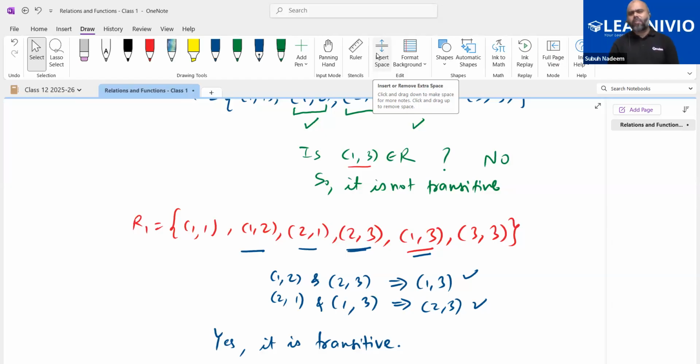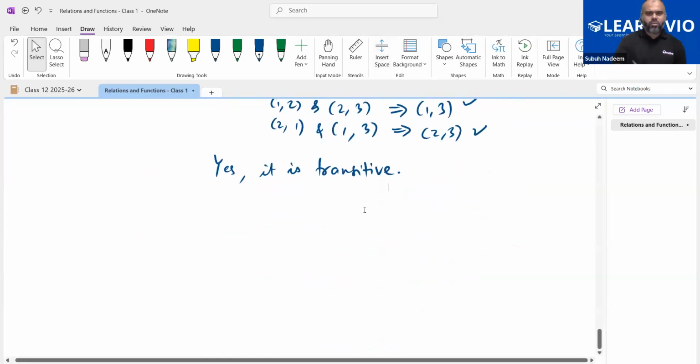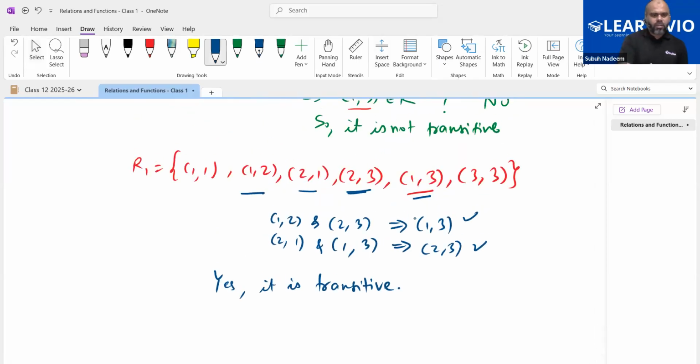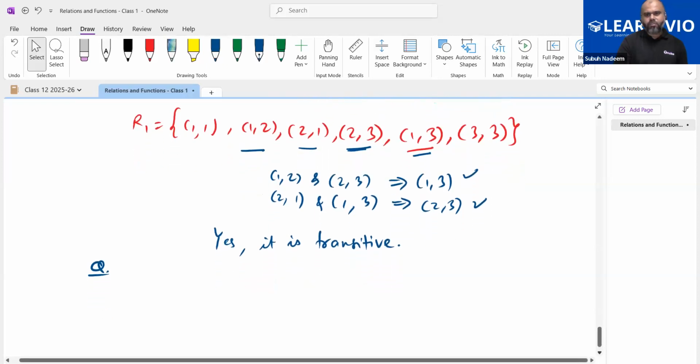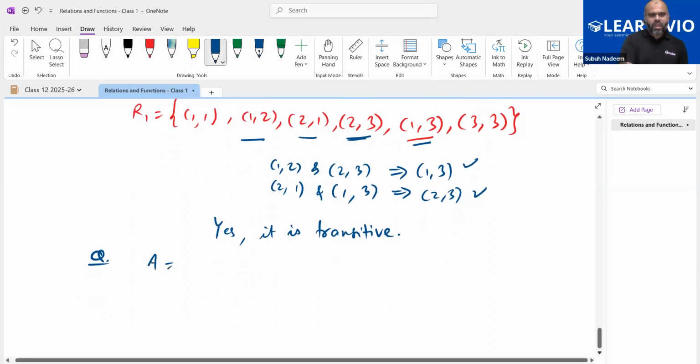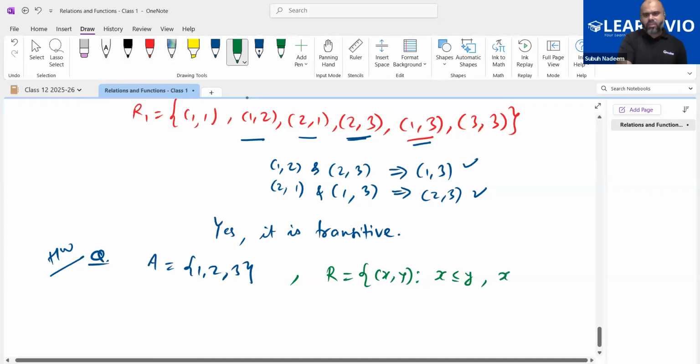So the above example, that is x less than or equal to y, I'm leaving it for you as homework. Then I will discuss it in the next class. If we have a set A which has elements 1, 2, 3, and a relation R such that R is {(x,y) : x is less than or equal to y, x and y belong to A}.